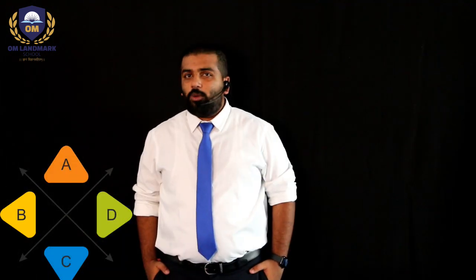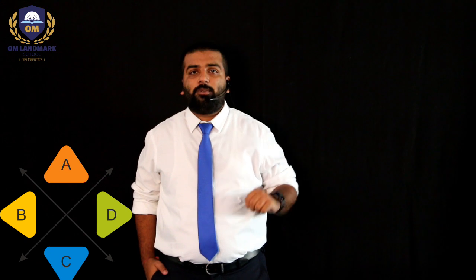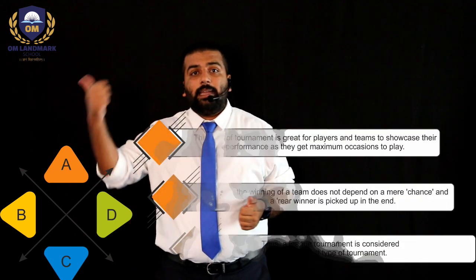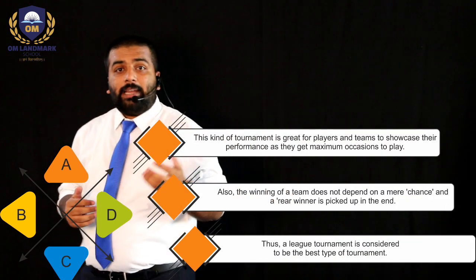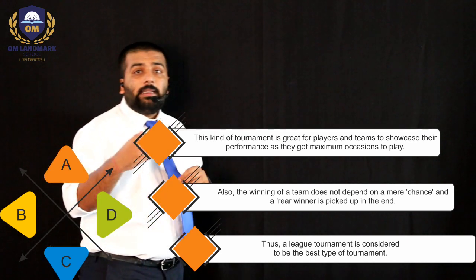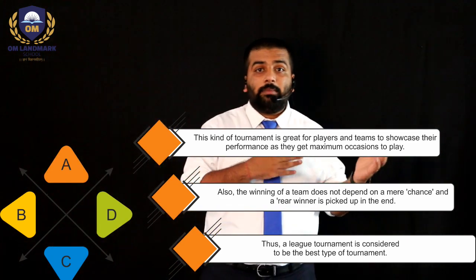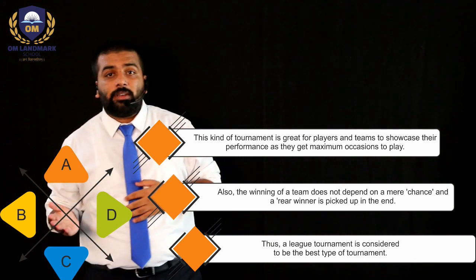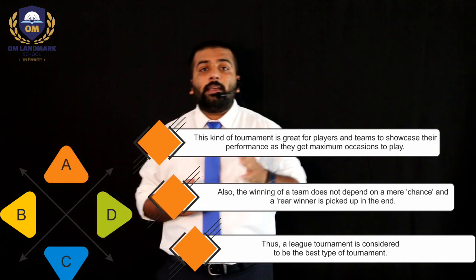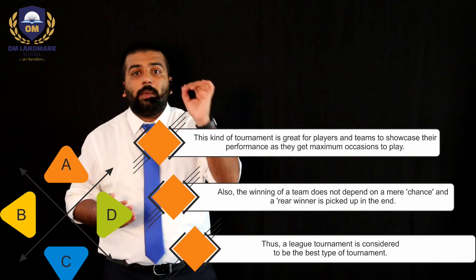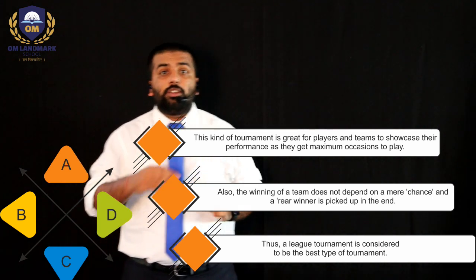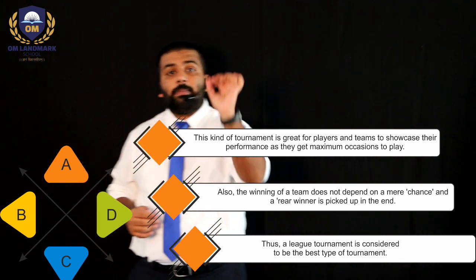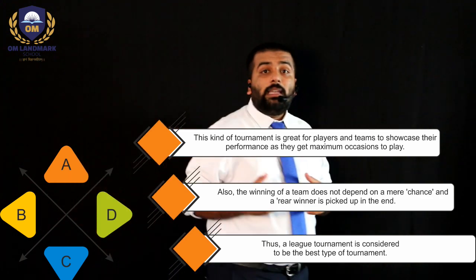League or round robin tournament. Suppose we take that there are 4 types of tournament: A, B, C and D. This kind of tournament is great for players and teams to showcase their performance as they get maximum occasions to play. Also, winning a match does not depend on mere chance and a real winner is picked up at the end. Thus, a league tournament is considered to be the best type of tournament.